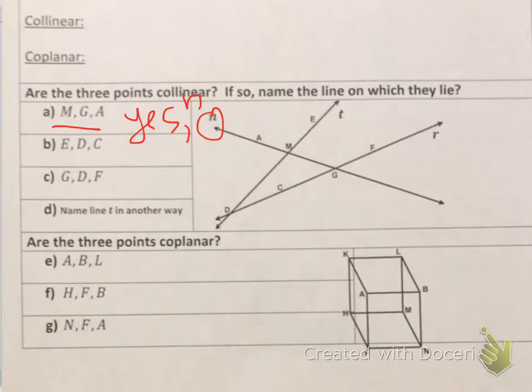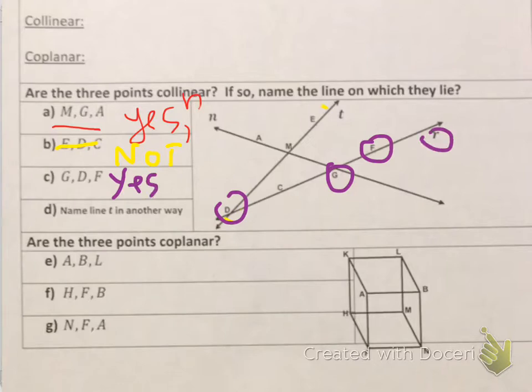Okay, next one says E, D, and C. Those ones are not collinear. They are not on the same line. And then the next one is G, D, and F. Those ones are collinear, so yes again, and that line is called line R.